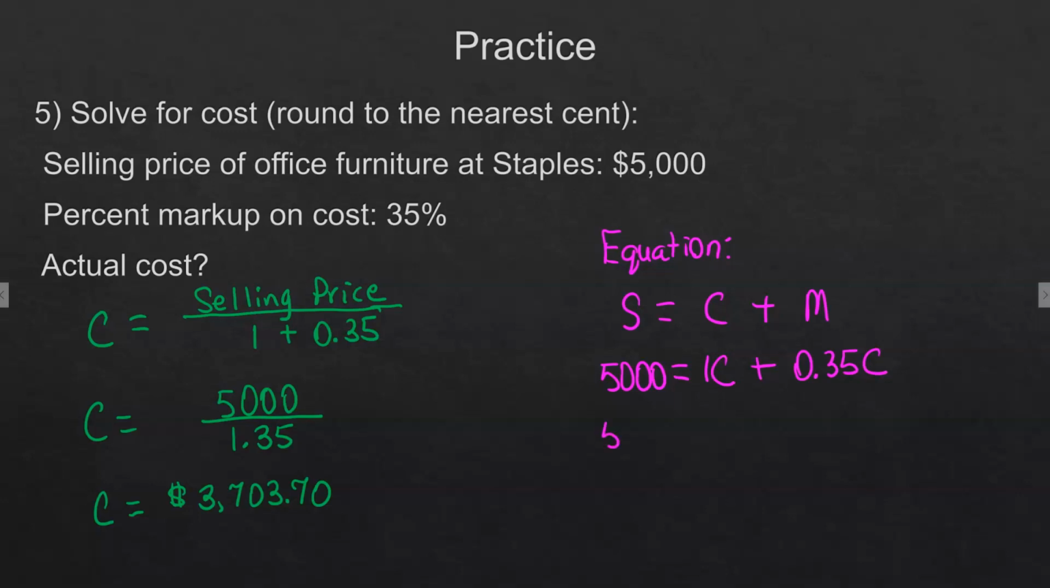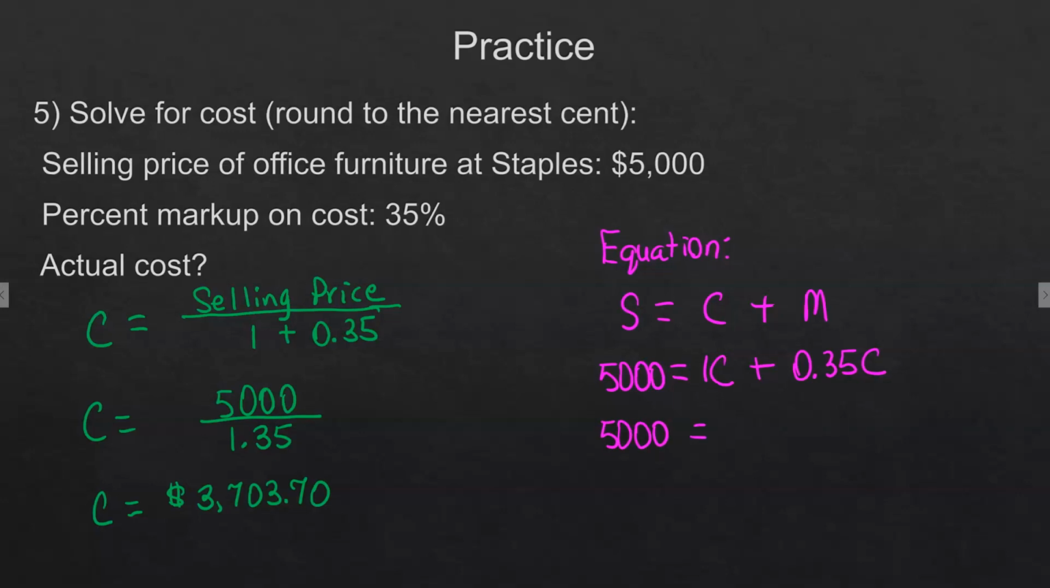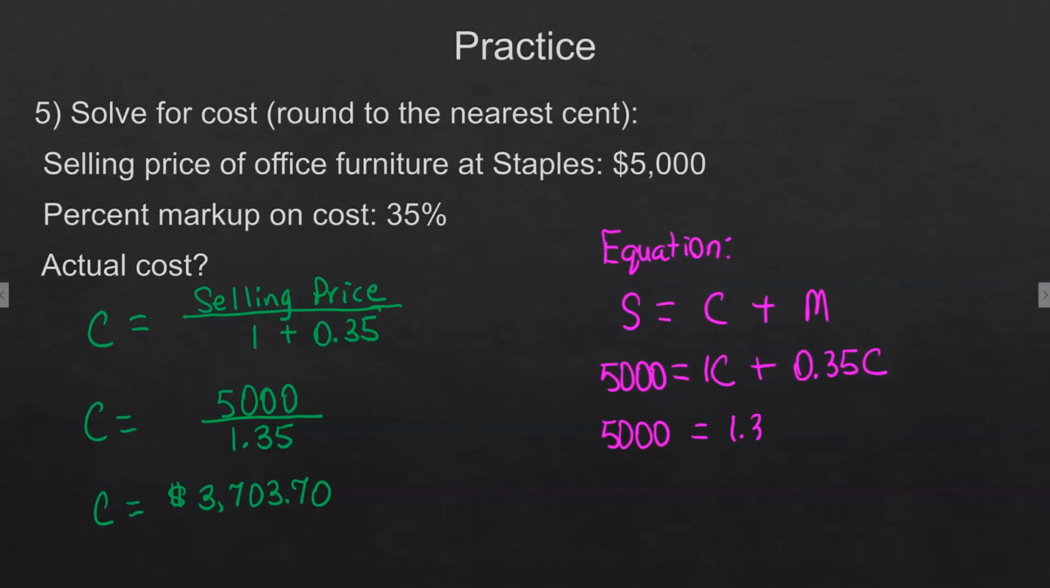And so we take the 5,000. We're going to add the C's together, so we get 1.35 C for cost. And then we divide by 1.35. And notice, right over here, that's the same thing we were doing, right? So you can see that we're going to get the same answer as we got with the formula.